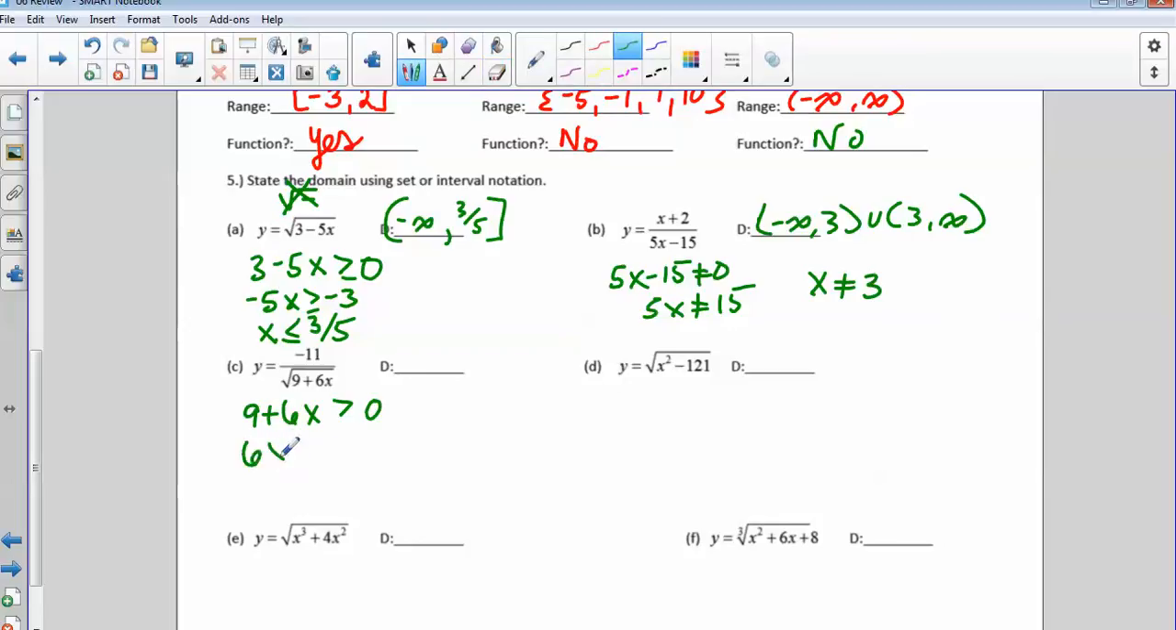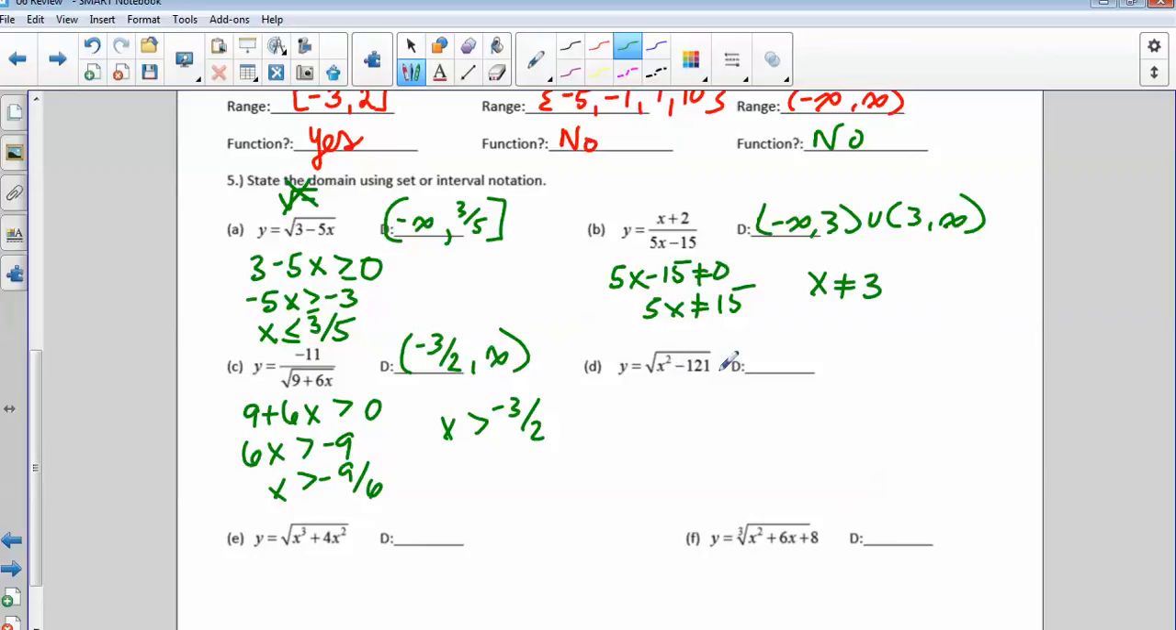Now I have 6x is greater than negative 9, and when I divide by 6, I get x is greater than negative 9 over 6. That simplifies to x is greater than negative 3/2. And in interval notation, that would start right after negative 3/2 and go to infinity.